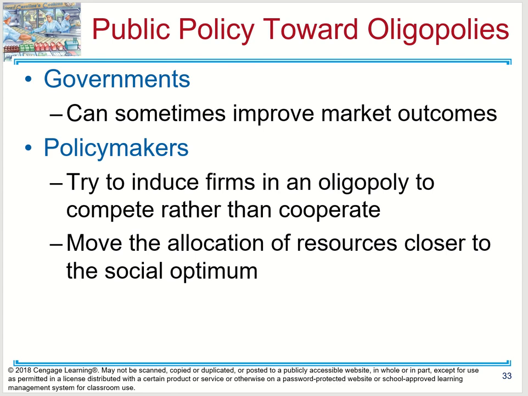So government can sometimes improve market outcome. We learned this in the previous chapters when we talked about externality. So one thing government can do is prevent oligopolies from becoming a collusion or cartel, and then becoming more like a monopoly. Because when they're a monopoly, that's bad for the market. That's bad for the entire economy.